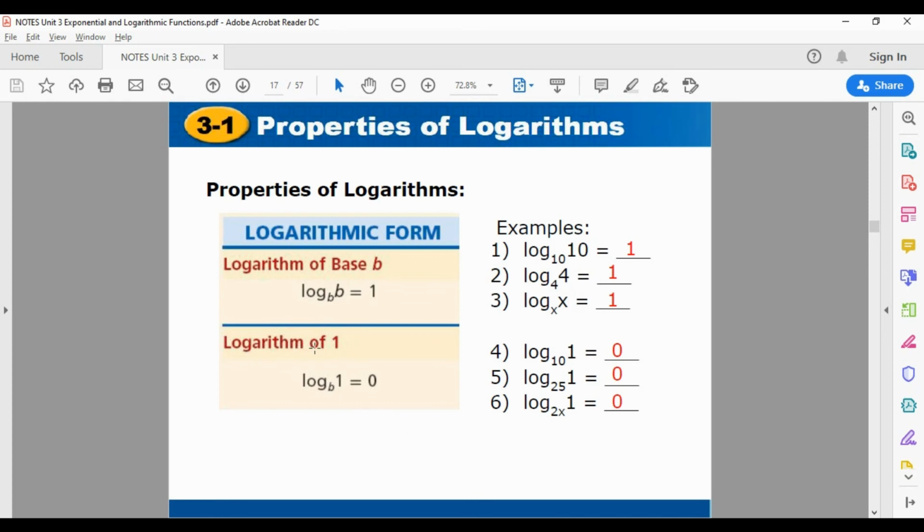And there's another common property, log base b of 1. That's going to be 0 for any valid base. Because if you look at number 4, log base 10 of 1 is 0, because 10 to what power gives us a value of 1? It's going to be 0. 25 to the power of 0 gives us 1. And 2x to the power of 0 is going to give us 1.